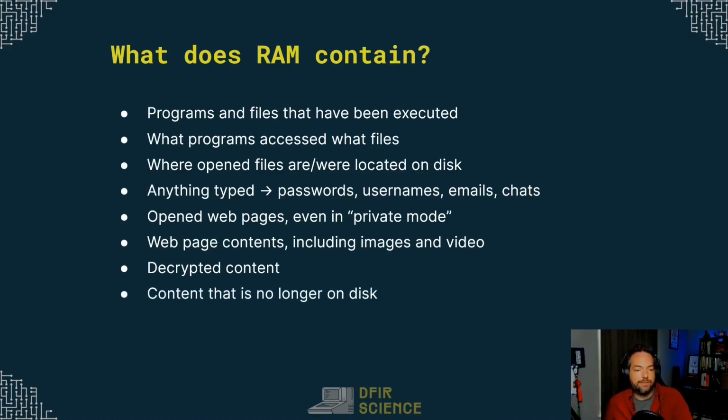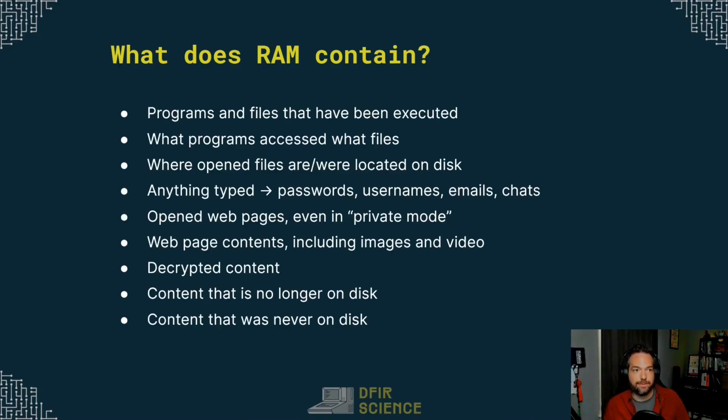And then content that's no longer on disk. I've already talked about this: deleting files that have been opened. If you open a file, you close the program, and then you delete the file, that file is most likely still resident in memory. And then content that was never on disk, like I said, downloading things from the internet. We can make special disks called RAM disks, which basically act like a hard drive, but it's only in memory.